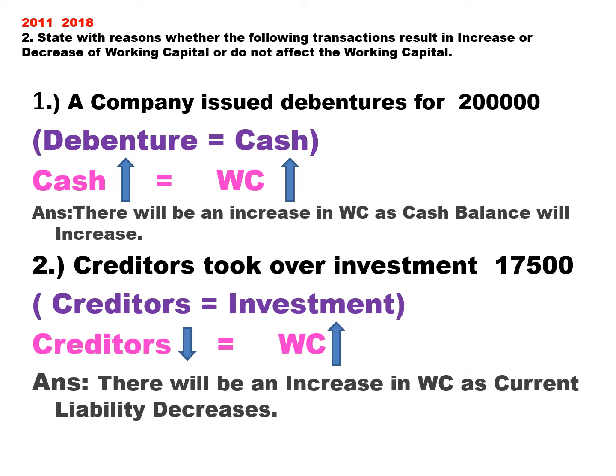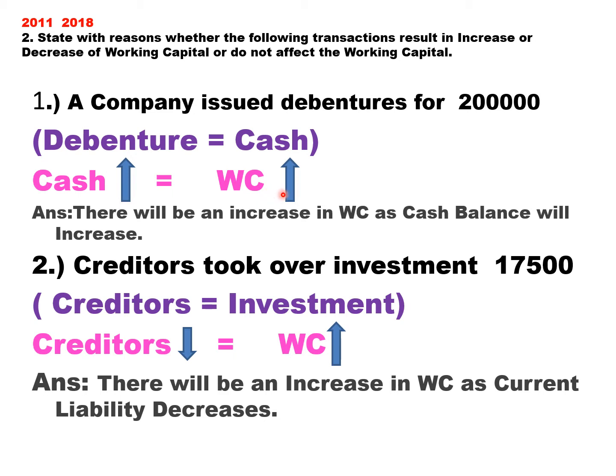So this is the second question in the series. State with reasons whether the following transactions result in increase or decrease of working capital or do not affect the working capital. A company issued debentures for rupees 2 lakh. So debenture goes, cash comes. The two accounts are debenture account and cash account. Debenture goes, cash comes. So increase in cash will result in increase in working capital.